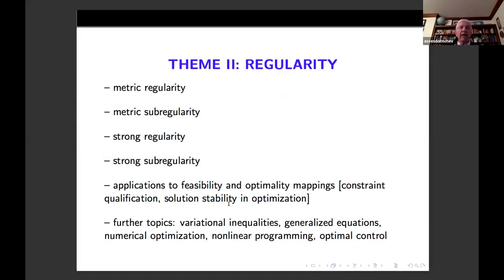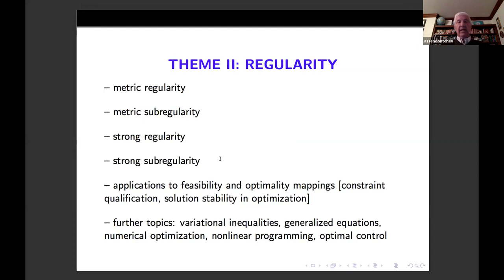Okay, we come to item two, which is about regularity of mappings. I consider the following types of regularity: metric regularity, of course, metric subregularity or just subregularity, strong regularity as defined by Robinson, but in a little bit different context, and strong subregularity. So there are four kinds of regularity.